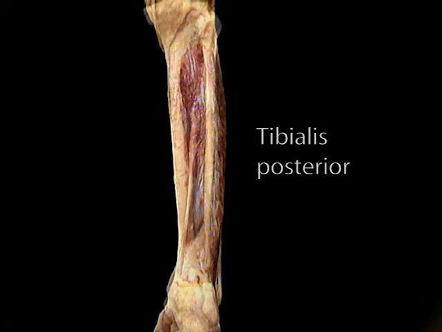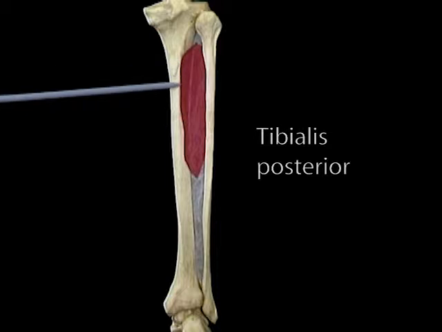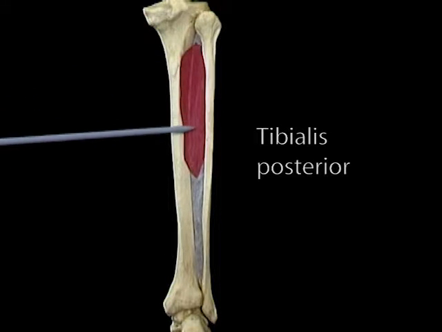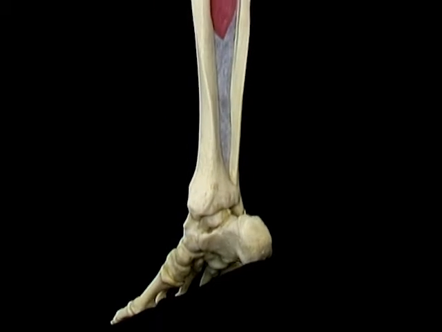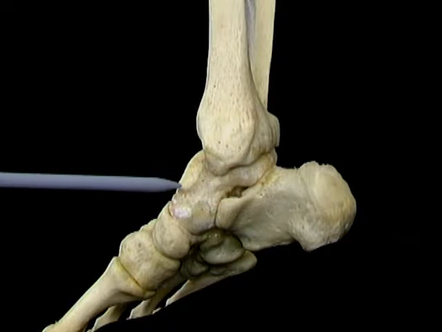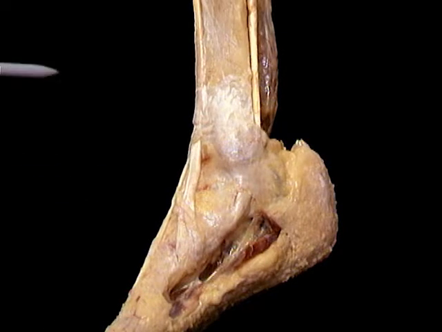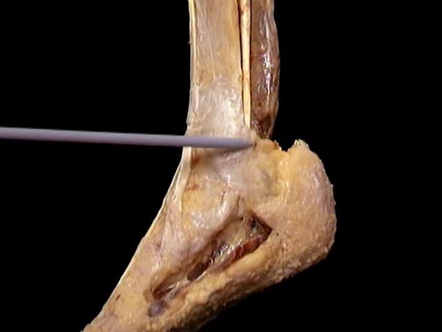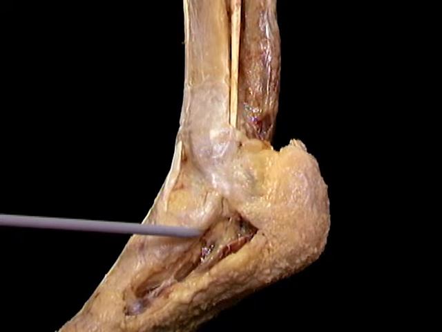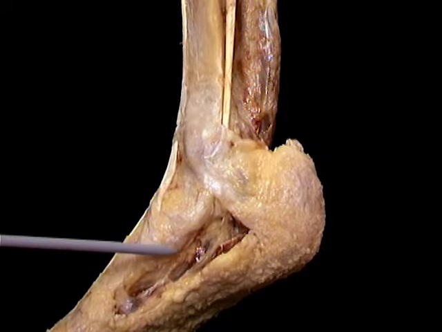Tibialis posterior arises from the back of the tibia, the back of the fibula, and from the interosseous membrane in between. Its tendon passes immediately behind the medial malleolus through a fibrous tunnel that's covered by the flexor retinaculum. Beyond the malleolus, the tendon of tibialis posterior fans out.